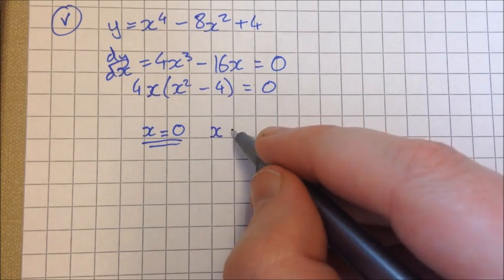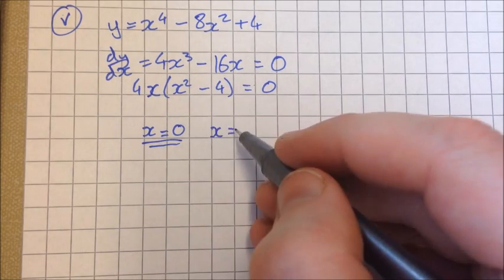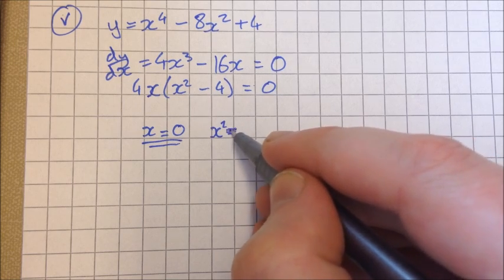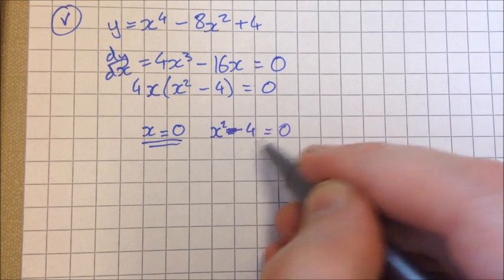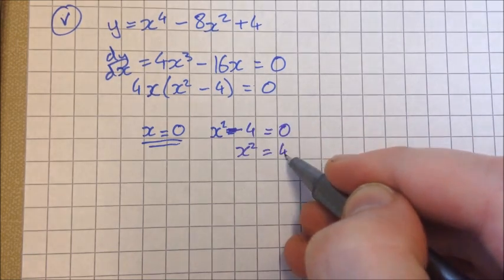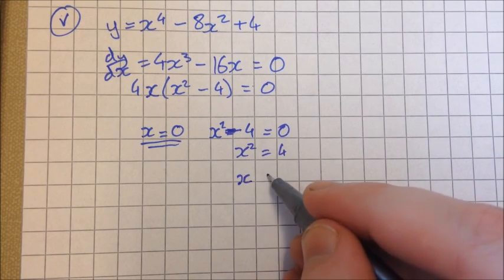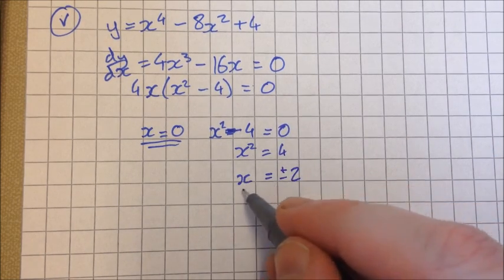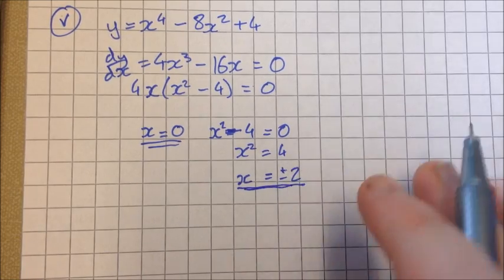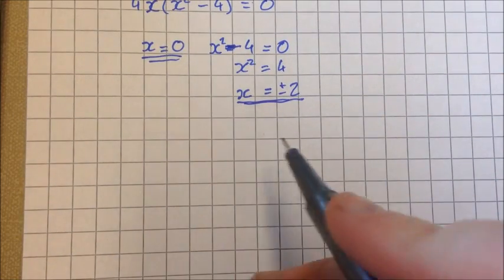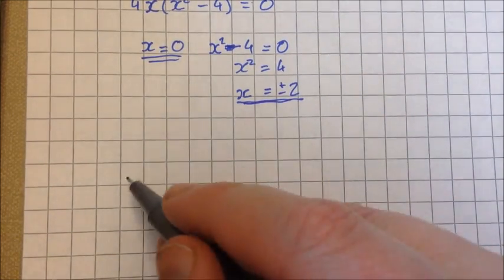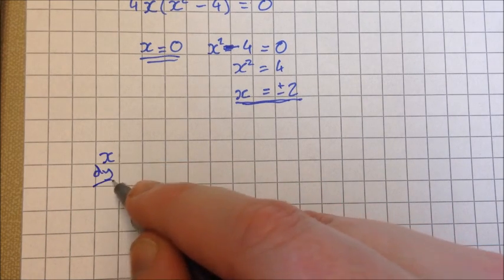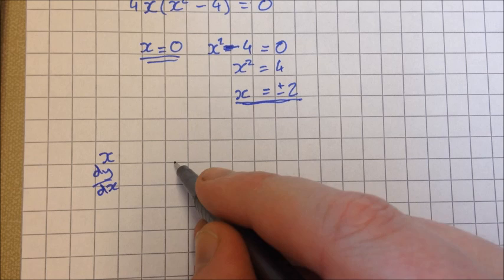x squared take away 4 equals 0, x squared equals 4. Now remember, there are 2 solutions to a square root, so it is plus or minus 2 are your answers. So we have 3 answers: 0, -2 and 2. So let's find the nature of these stationary points.